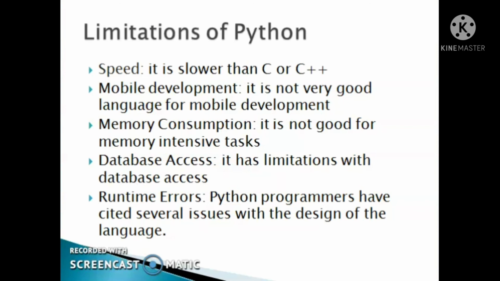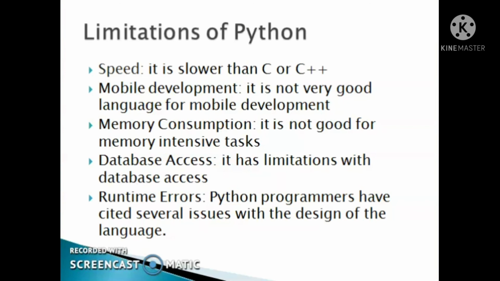Mobile development. Python is not a very good language for mobile development. It is seen as a weak language for mobile computing. This is the reason very few mobile applications are built in it. Memory consumption. Python is not a good choice for memory-intensive tasks. Due to the flexibility of the data types, Python's memory consumption is also high.